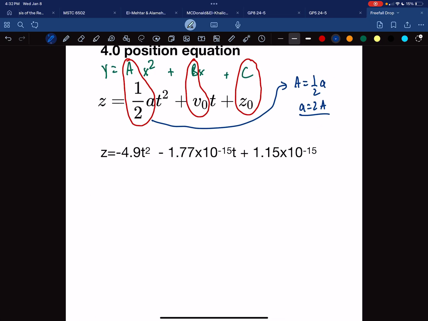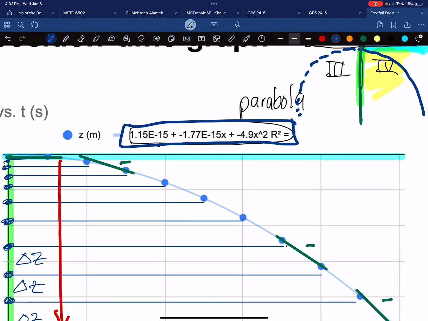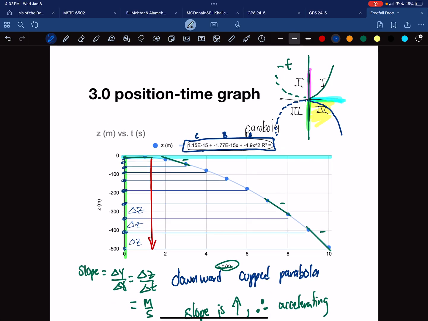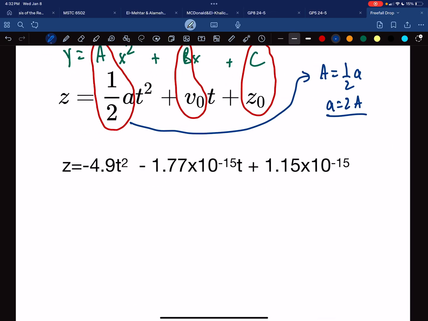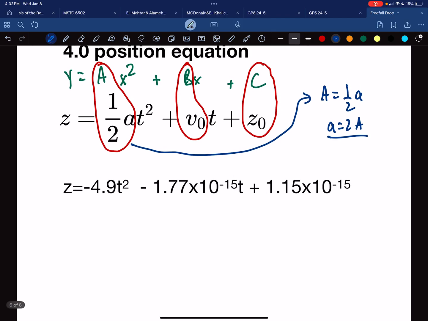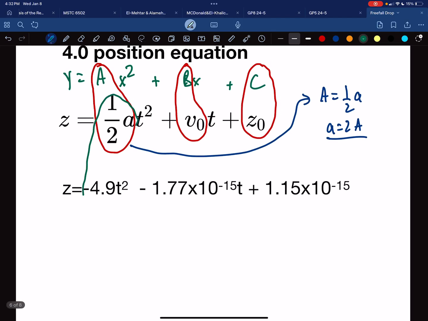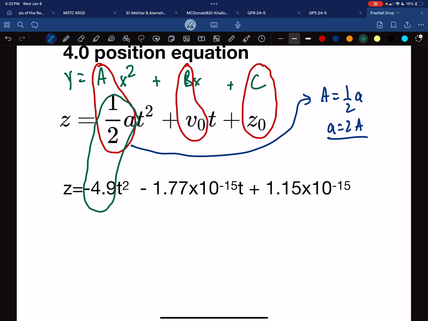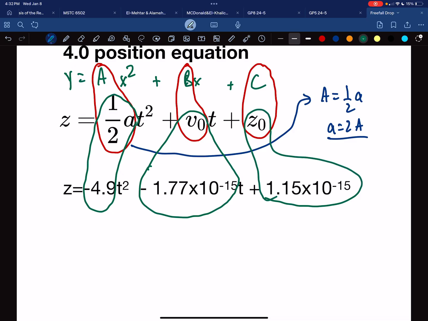And all I did is I reversed the order, because if you remember, the computer will put these in the opposite order, where this is C, this is B, and this is A. We want to reverse the order of those so it more matches our understanding of a parabola, and I did that for us. Well, what that means then is that this 1/2 A is this negative 4.9. And this negative 1.77 times 10 to the minus 15th is the V0. And this 1.15 times 10 to the minus 15th is the Z0.